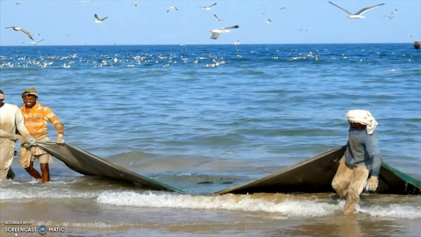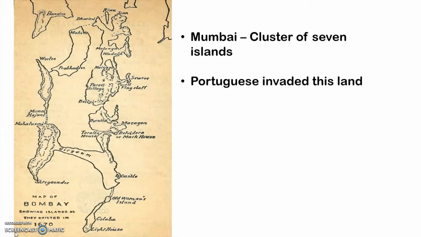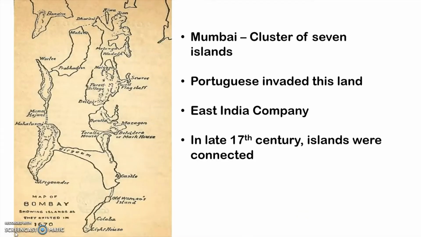If you get a chance to see old photos of Mumbai, it was exactly like today's Konkan area. It was inhabited majorly by the fisherman community. Mumbai was not a singular metropolis, but a cluster of 7 islands. Portuguese invaded this land, then this land was given to the East India Company. In the late 17th century, these islands were connected by infilling with concrete. The very first environmental destruction started from here.